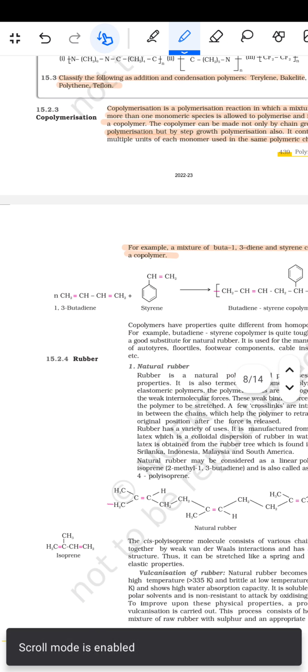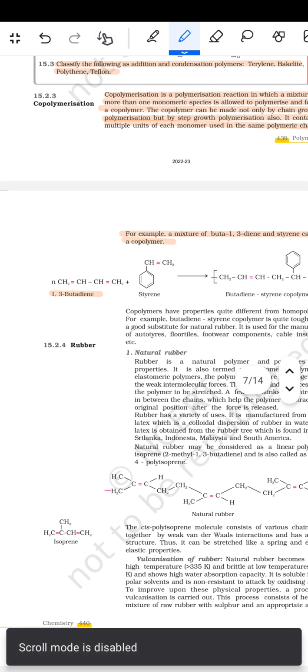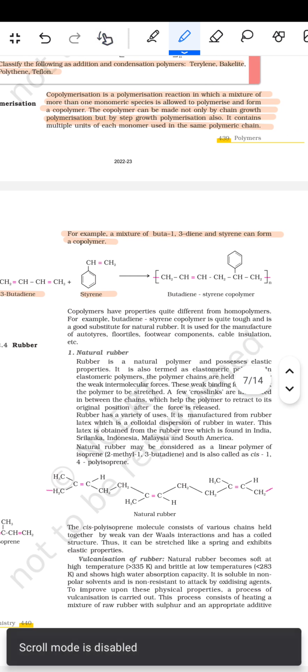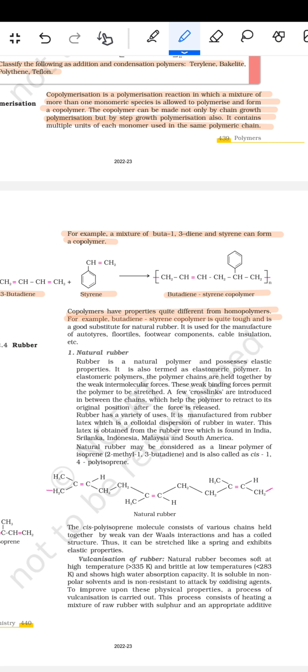उसके बाद फिर यहाँ पर 1,3-ब्यूटाडाइन दिया हुआ है और इधर स्टाइरिन दिया हुआ है. फिर 1,3-ब्यूटाडाइन और स्टाइरिन को मिलाएंगे तो ब्यूटाडाइन स्टाइरिन कोपोलीमर बन जाएगा. कोपोलीमर्स की प्रॉपर्टीज़ होमोपोलीमर्स से quite different होती हैं. For example, butadiene styrene copolymer is quite tough and is a good substitute for natural rubber. It is used for the manufacture of auto tyres, floor tiles, footwear components, cable insulation etc.